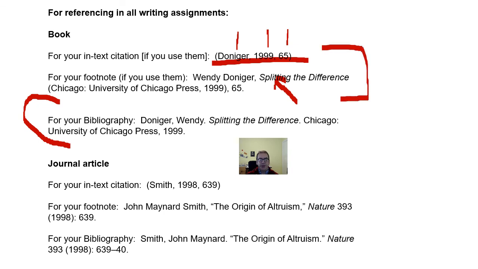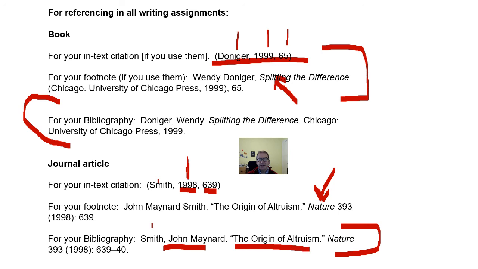And then if you're using journal articles, you'll use the same thing, the in-text citation, where you give the author's last name, the year, and the specific page number that you're citing. If you're using footnotes, this is how it should look. And then again, for your bibliography, this is what you need to have in here. So you need to have the author, the title of the article, the name of the journal in italics, the volume number, the year, and then the entire page range for this article.